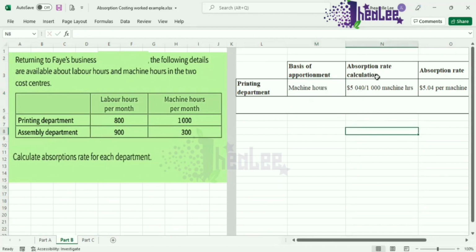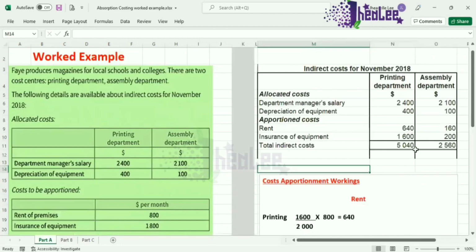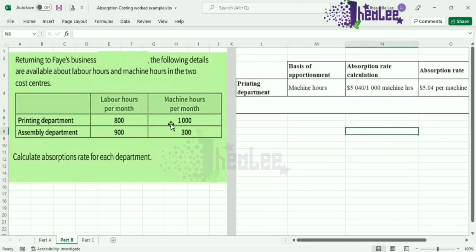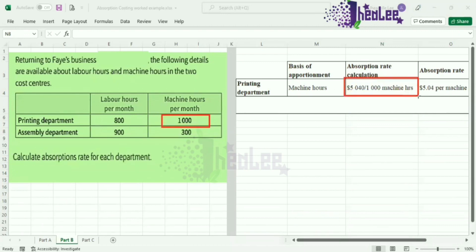And the absorption rate calculation is the total indirect cost coming from part A for the printing department, which is 5,040, and we're dividing that by the machine hours as it relates to the printing department. So the machine hours is 1,000. When we divide the total indirect cost by the 1,000, we're seeing that the absorption rate for the printing department is $5.04 per machine hour.